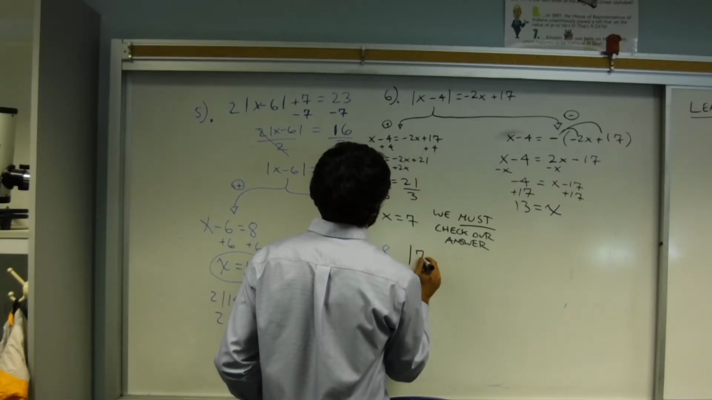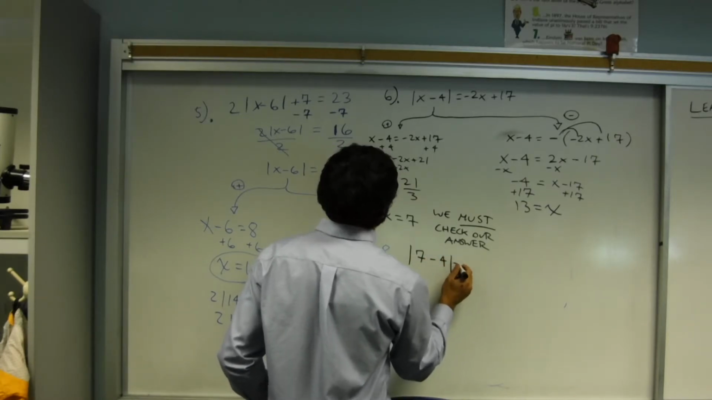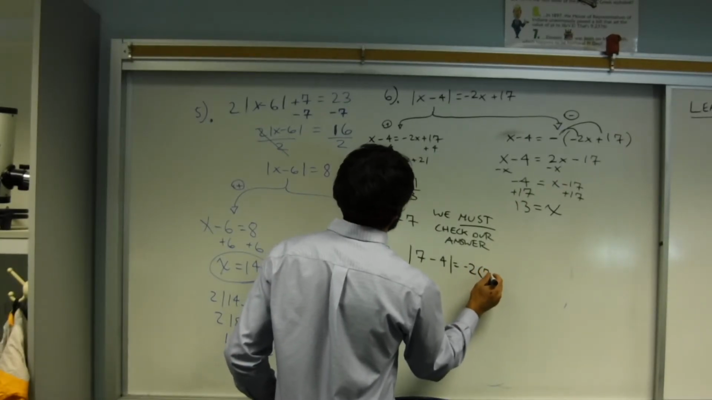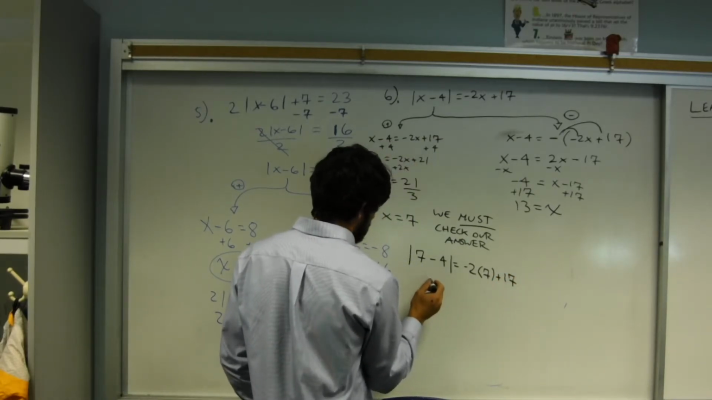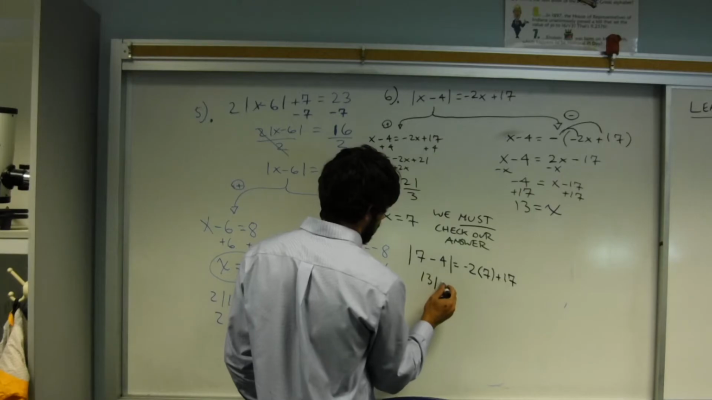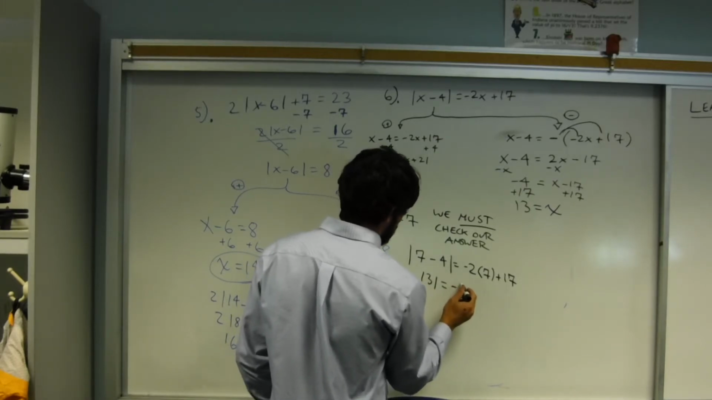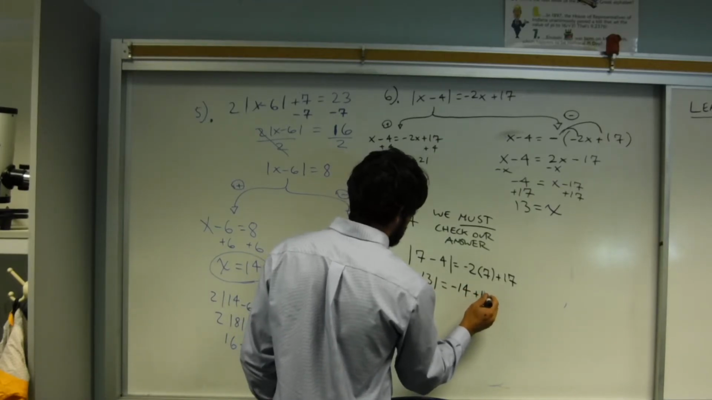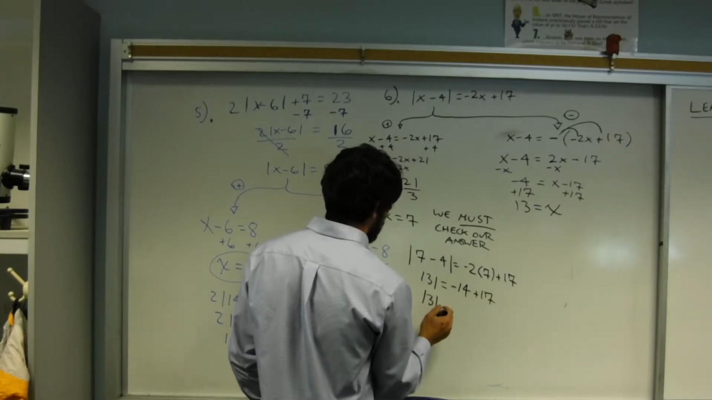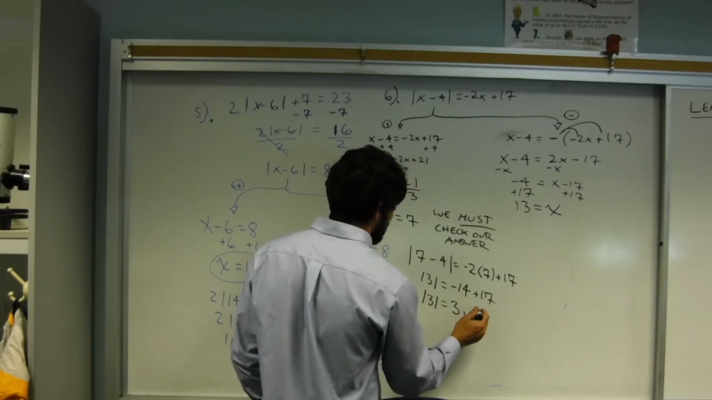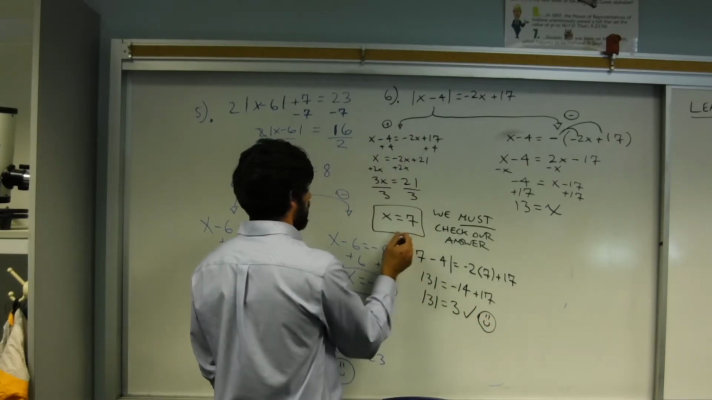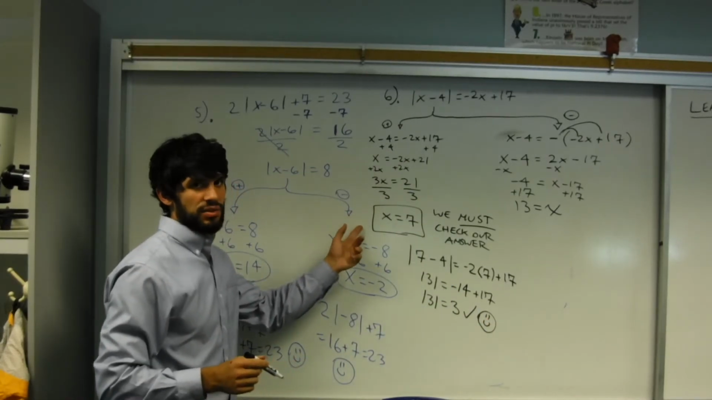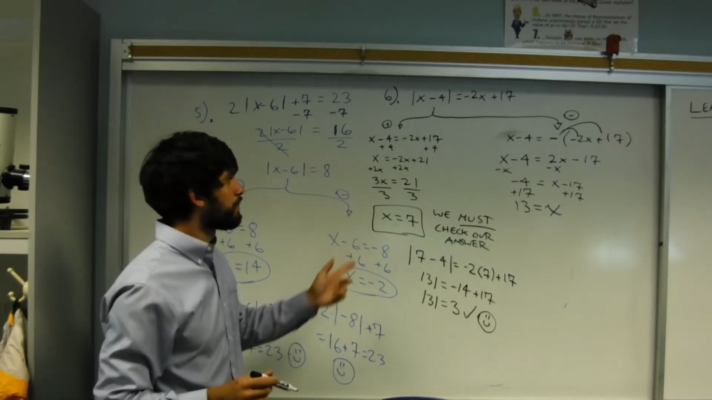The absolute value of 7 minus 4 is equal to negative 2 times 7 plus 17. In this case, this is going to be the absolute value of 3. Is that going to be equal to negative 14 plus 17? We're going to get the absolute value of 3 is equal to 3. That is correct, so we draw a smiley face, and we can circle our answer. So x is equal to 7 is an answer to this equation.